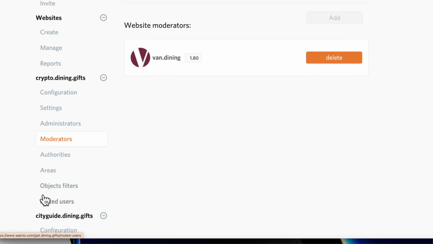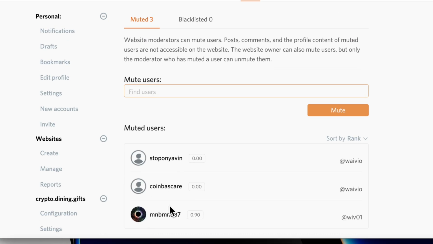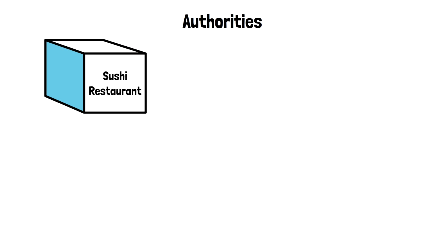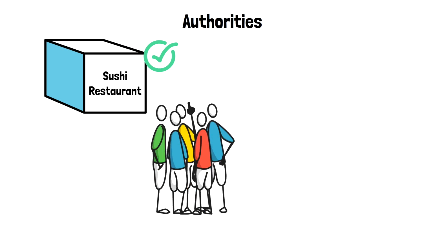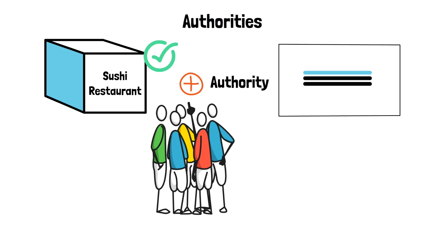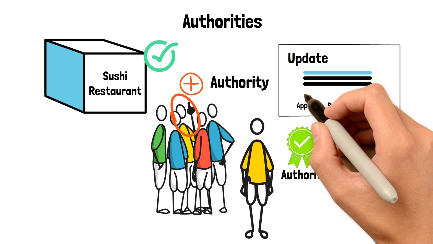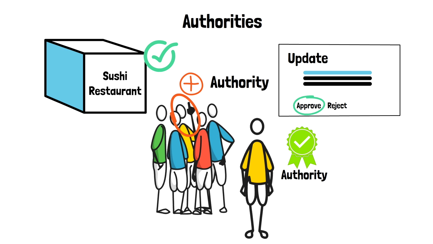In the muted section, you can view the list of muted users and see which moderator made the decision. Authorities. Any Hive user can declare that they are responsible for the accuracy of an object by claiming authority over it. They exercise their authority by approving or rejecting object updates. If you choose an authority, you will trust only their voting decision on specific objects.